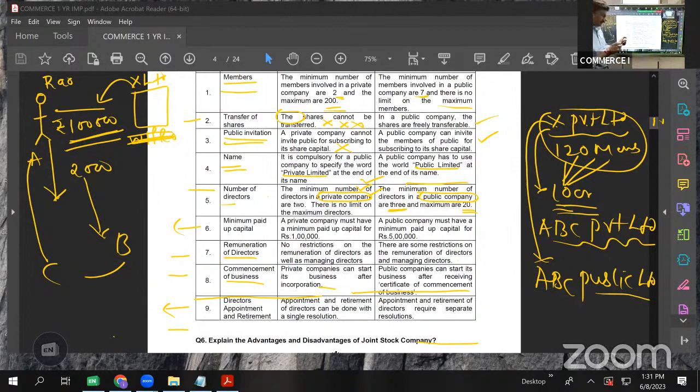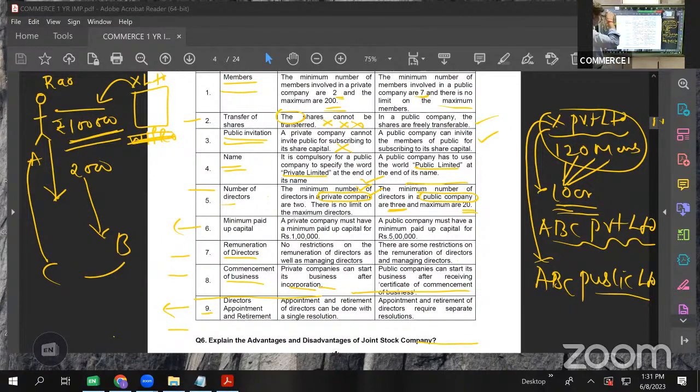Between the certificate of incorporation and the certificate of commencement, there are some activities to be undertaken by a public limited company. What is that activity? It is the issue of a prospectus and inviting the public to subscribe to the shares. Right? For you, it is enough to know that a private limited company can start business after getting the certificate of incorporation, but a public limited company can start business after getting the certificate of commencement. Then, appointment and retirement of a director.